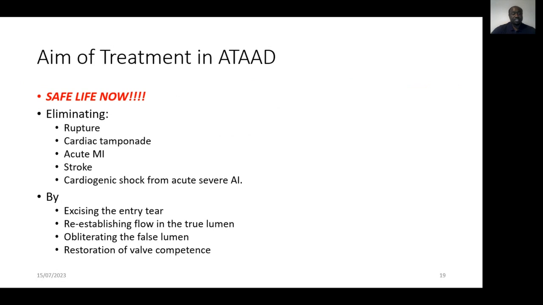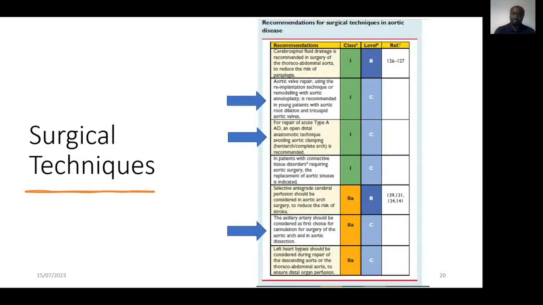So how do you achieve this? You must excise the anterior tear. You must ensure that you are reestablishing flow in the true lumen. When you're establishing flow in the true lumen, you think about how to obliterate the false lumen. Most times, once you establish flow in the true lumen, the false lumen obliterates because there's no more flow in that lumen, so it clots off. And the true lumen, which is now pressurized, will compress the false lumen. Over weeks and months, that false lumen, from how big it was, will become flattened and disappear. And also, you must restore the competence of the aortic valve.